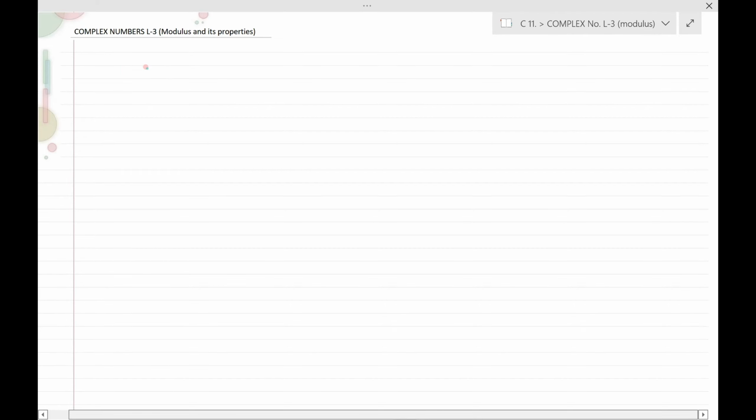and its properties. Now, what is modulus of a complex number? First of all, let us consider a complex number z1 equals to a plus b iota.